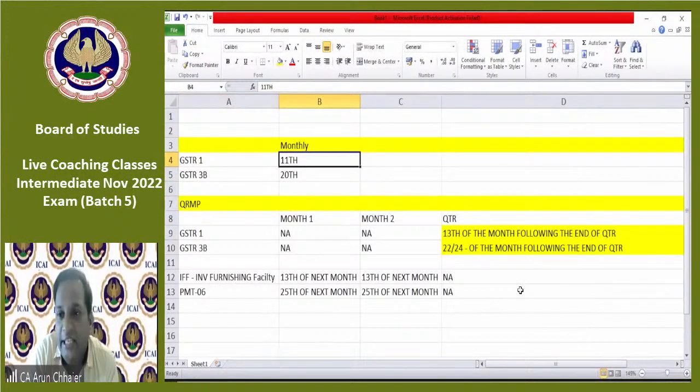How much I need to pay in taxes, we'll discuss in the last class, on Friday. How much I need to pay in taxes for QRMP, that we will discuss in the last class, not today. Our topic today is GSTR 1 and GSTR 3B and IFF first.